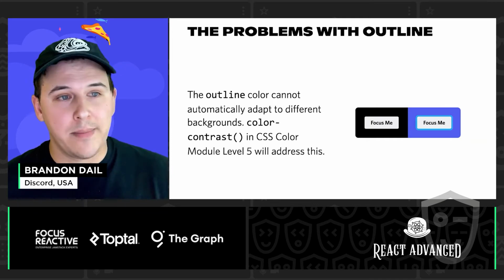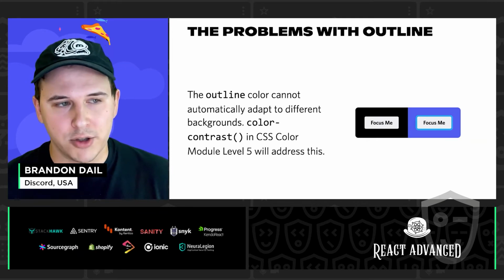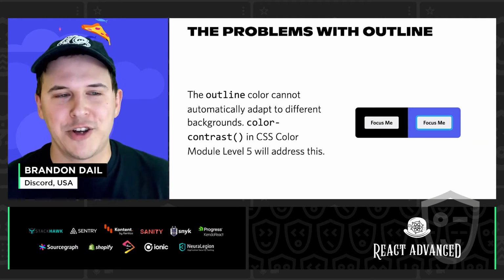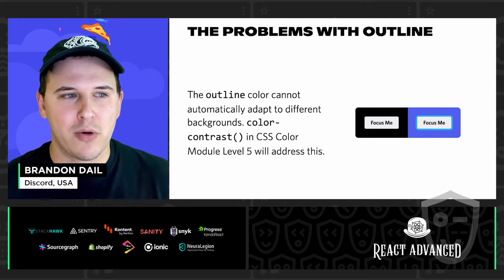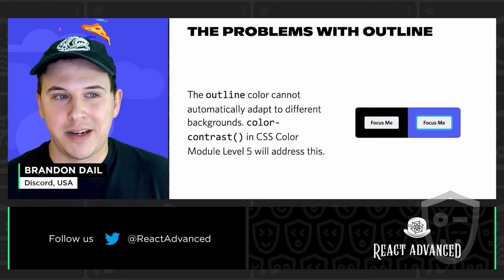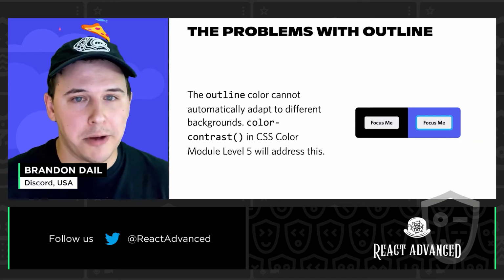Now, there is something being worked on called the color contrast function in CSS Color Module Level 5 specification, but that is still an early work in progress, and it doesn't have any browser support yet, but we're really looking forward to this when it lands, because this will help solve a lot of these focus ring color adaptation problems.